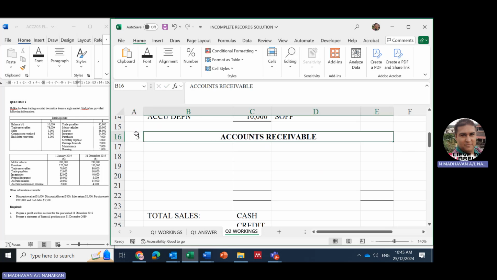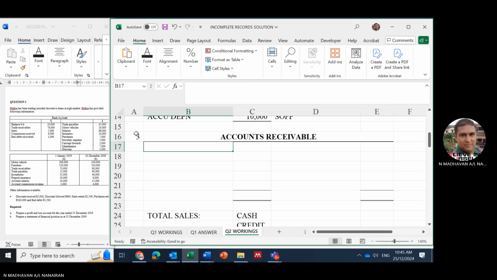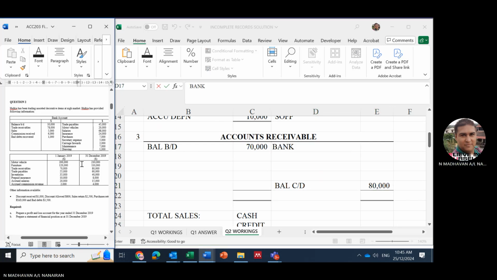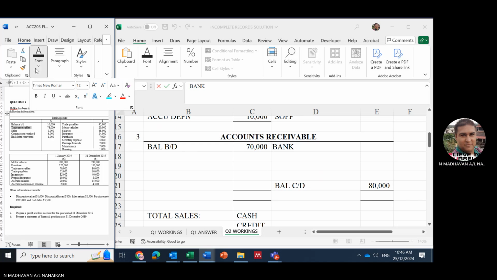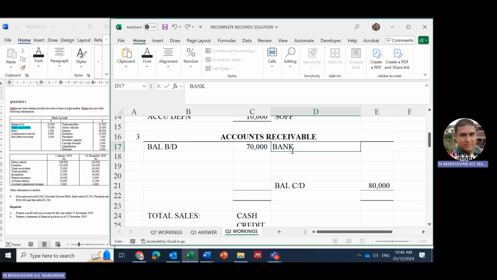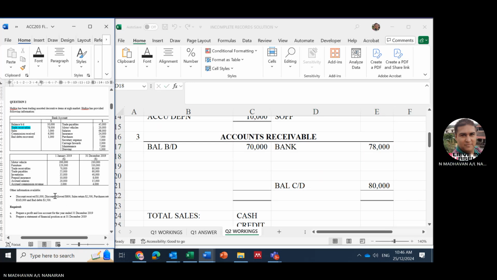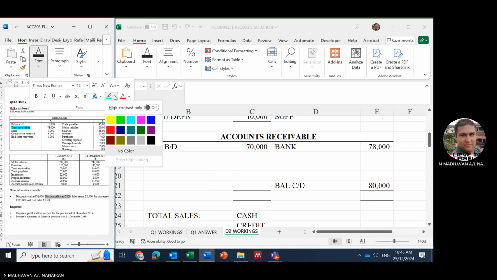Next. Number 3 is accounts receivable, correct, guys? What's your balance brought down of accounts receivable? 70,000. Please check your answer, because after this, you are going to prepare the P&L and balance sheet by yourself. Okay? Balance carried down how much? 80,000. How much payment made by receivables? 78. Any discount? How much? 800.